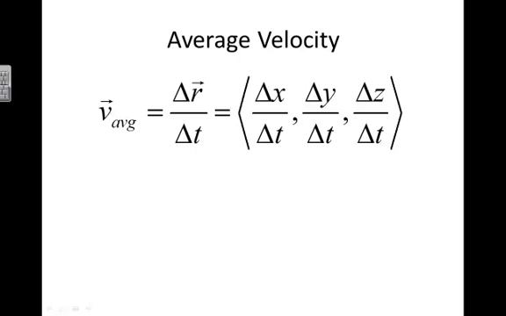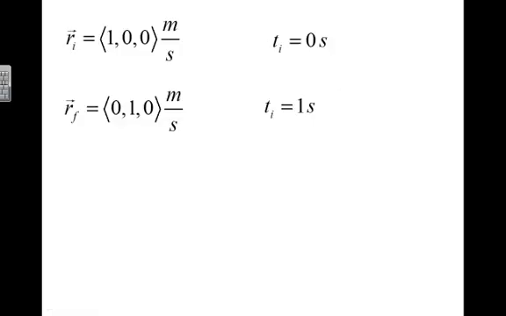Now the reason it's an average is that we're usually dealing with larger chunks of time, and it's possible that your velocity is actually varying as you're going along. So it's just the average over that particular time interval. Now, one thing you need to watch out for is sometimes we see students who will go ahead and find v is equal to, say, the magnitude of r final minus the magnitude of r initial over delta t.